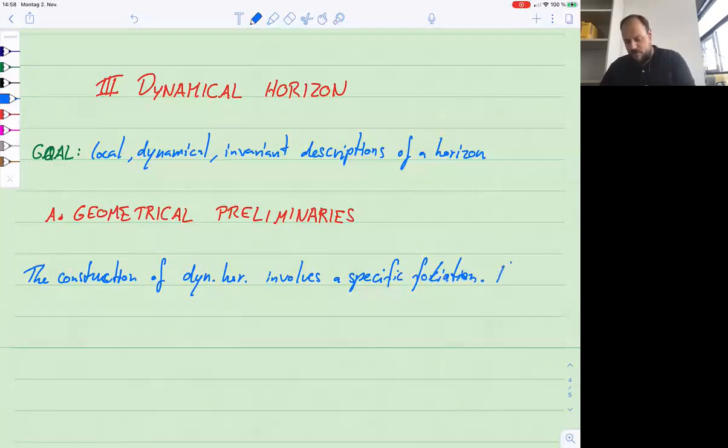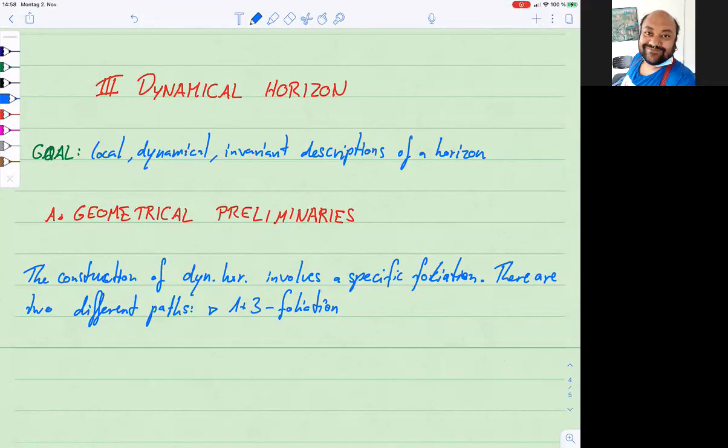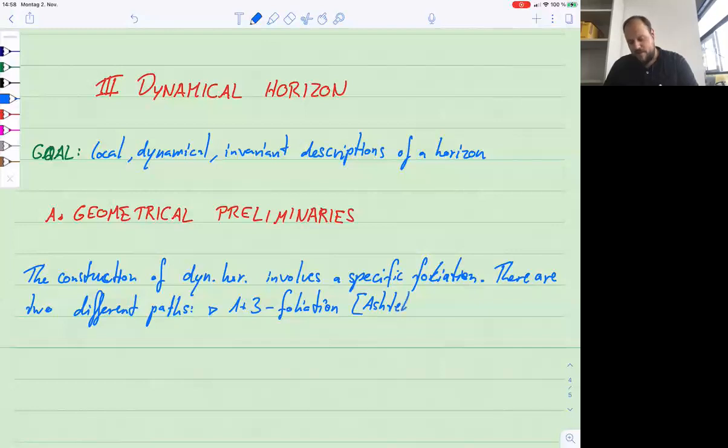With specific foliations, and there are basically two different foliations. Path one is the 1+3 foliation. This is basically you choose a time direction, and then you slice along this time direction into spacelike hypersurfaces, which is sometimes also called ADM formalism. Exactly, which is called ADM formalism, and this has been carried out by Ashtekar and Krishnan.